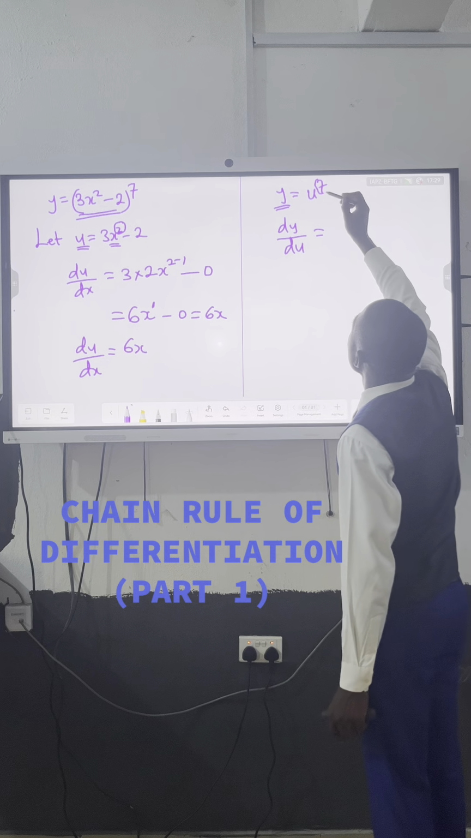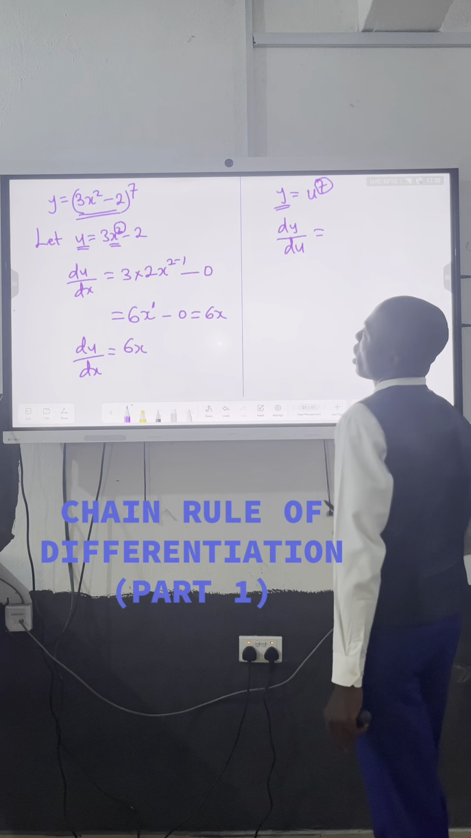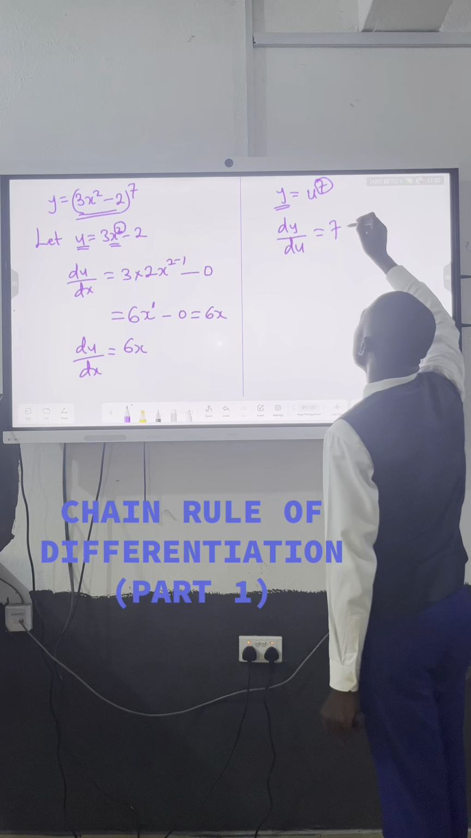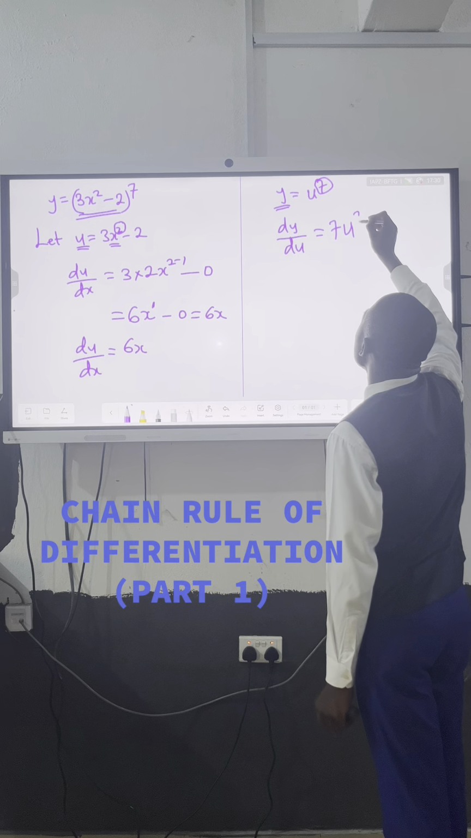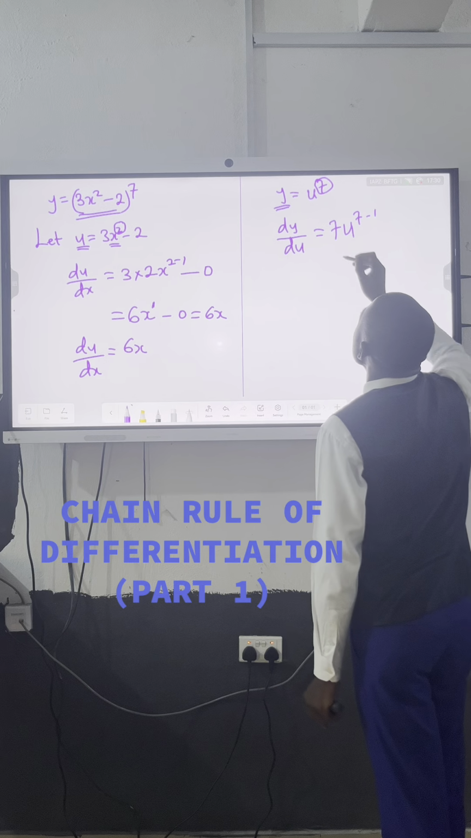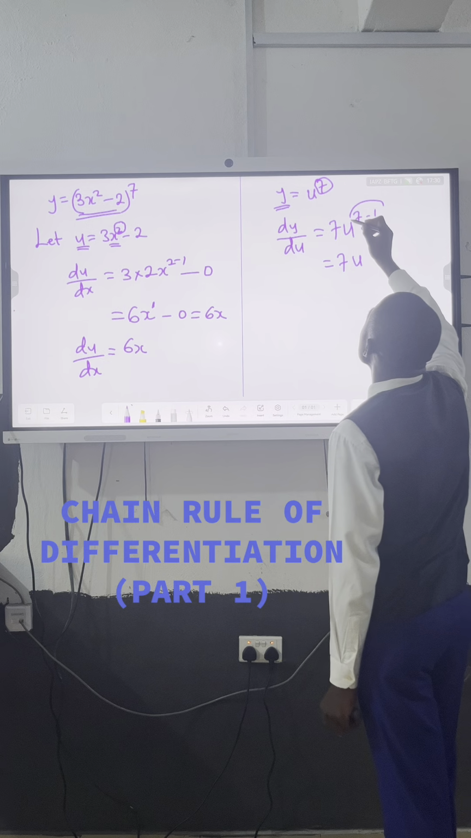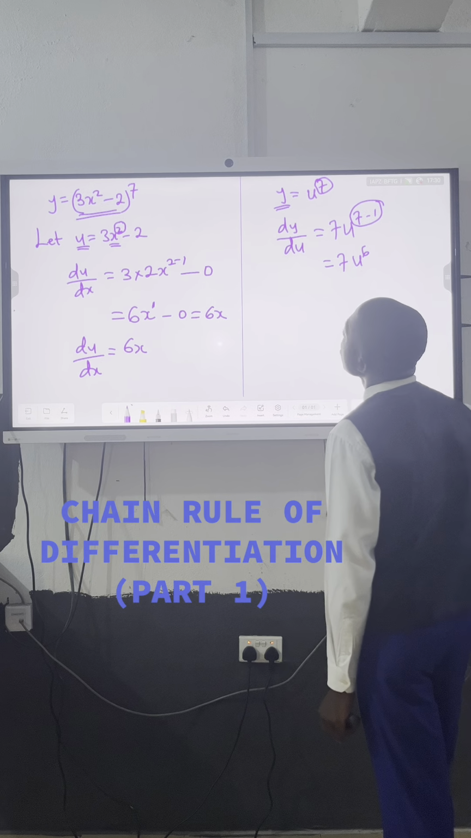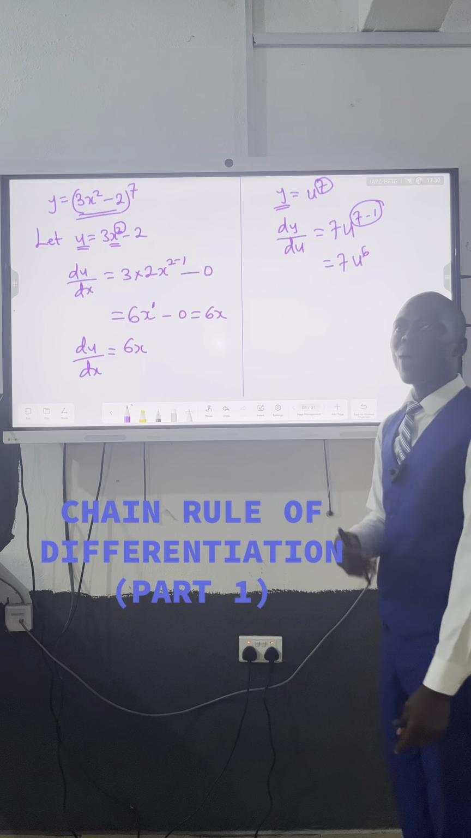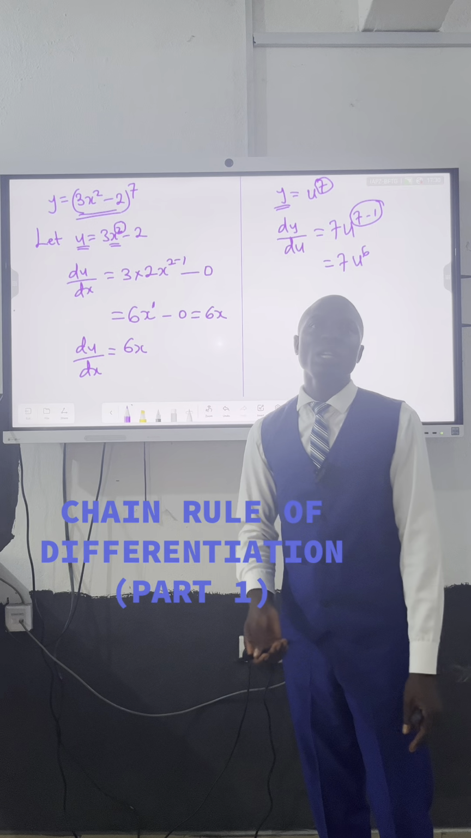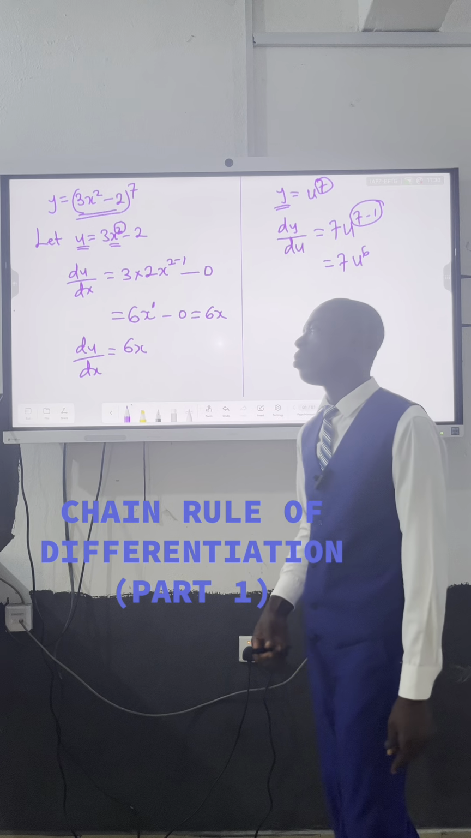So, the power goes down, then you subtract 1. Alright, so 7 will come down when you're differentiating. 7 goes down, then you write u raised to the power of 7 minus 1. So this will give you 7u to the power of 7 minus 1, and 7 minus 1 is 6. So differentiation is all about the power going down, then subtracting 1. It is an algebraic sort of differentiation.